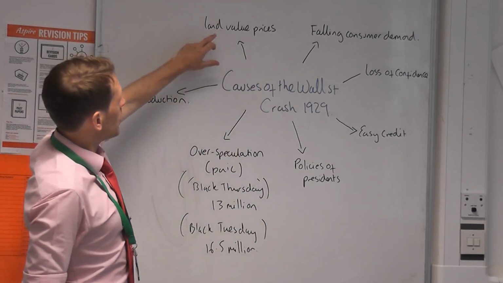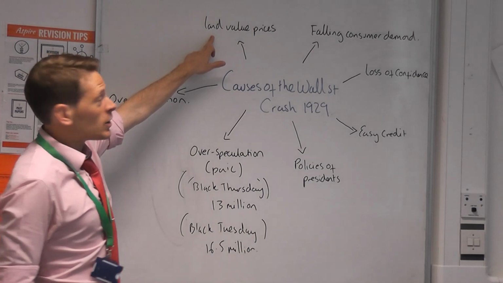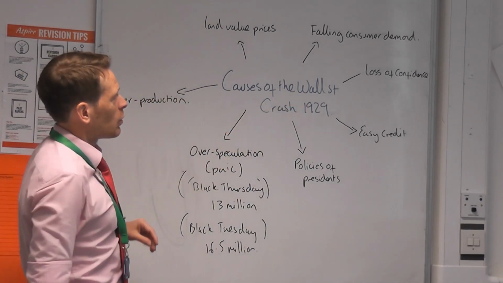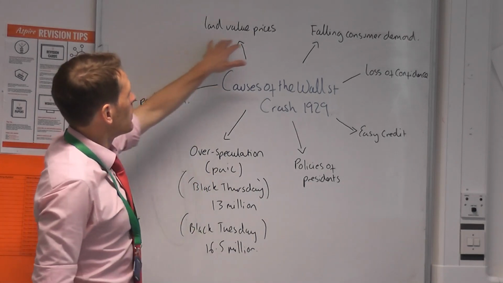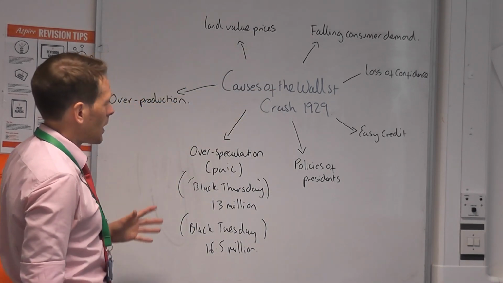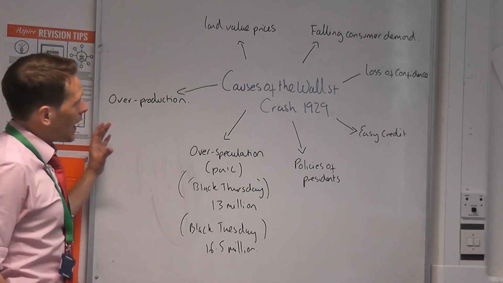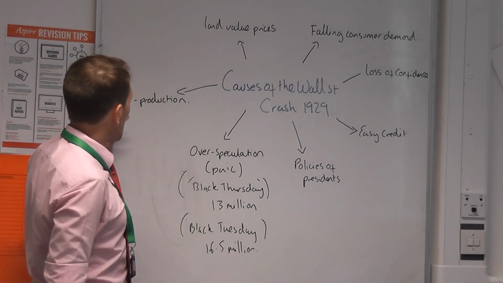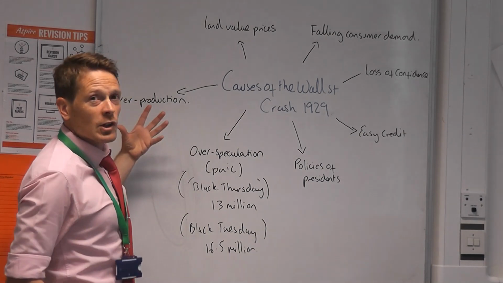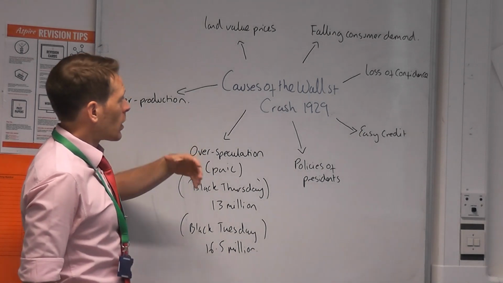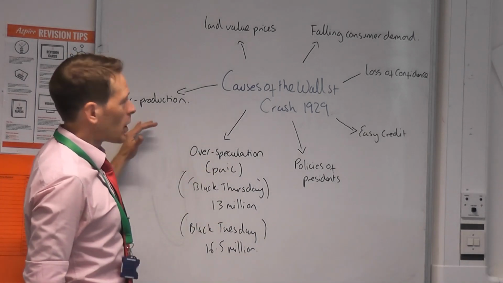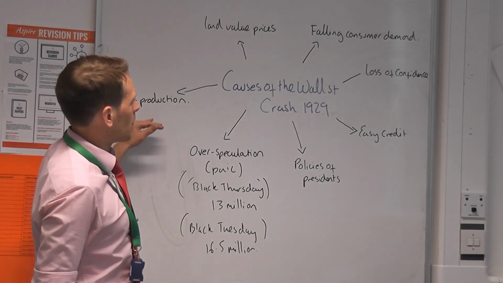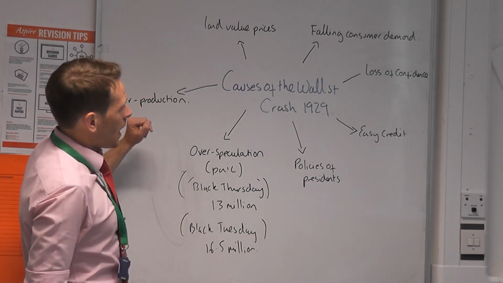The big long-term ones were land value prices, which started to drop, which was one of the underlying factors for the cause of the Wall Street crash. We won't get into the ins and outs of it, but if you mention that as a long-term cause, that's ideal. You also had overproduction. Companies were producing consumer goods at a rate of knots, produced too many, couldn't sell them abroad, and therefore couldn't make any money, couldn't pay the workers who were being paid to produce goods they couldn't sell. So that was another factor behind the Wall Street crash.